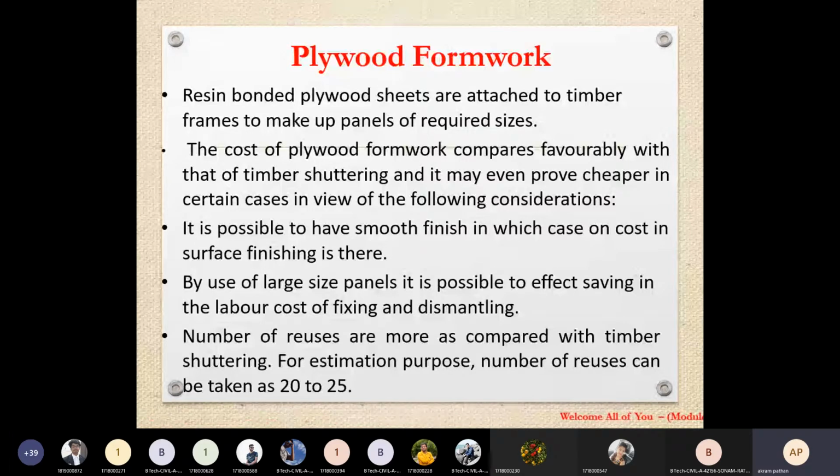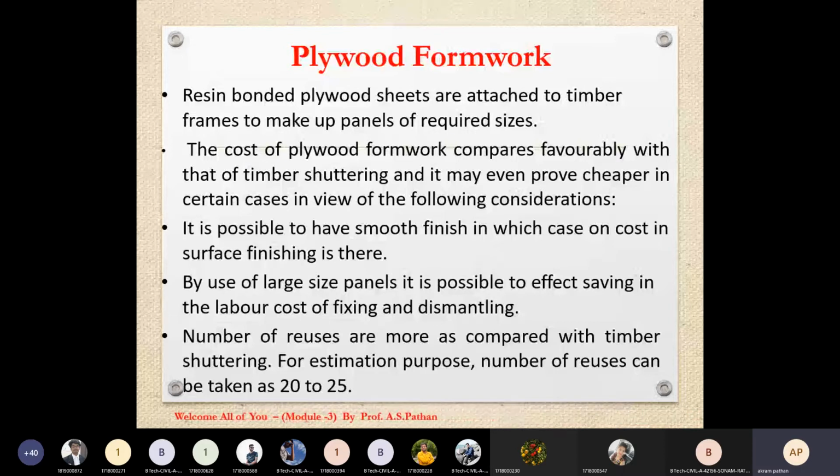Resin-bonded plywood sheets are attached to the timber frame to make a panel of the required sizes. The cost of plywood formwork compared with that of timber is cheaper in certain cases in view of the following considerations. It is possible to have a smooth finish, so no extra surface finishing is needed on the cast surface.